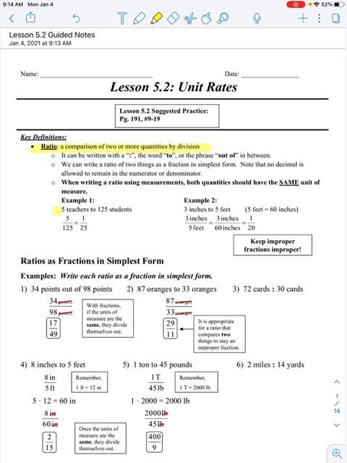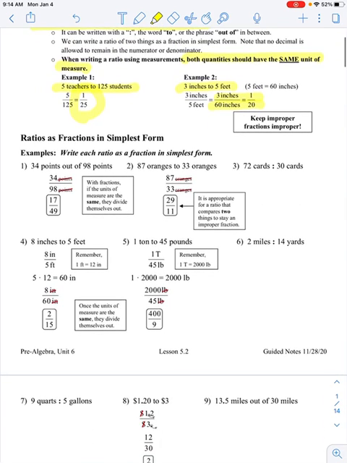So, for example, 5 teachers to 125 students, you can do 5 divided by 125, and that gives you 1 over 25. Now, if you have measurements, both quantities should have the same unit of measure. So this one's 3 inches to 5 feet. So they converted the 5 feet to inches, and you get 3 over 60, which is 1/20. Okay, so they did 1 and 2 for you there.